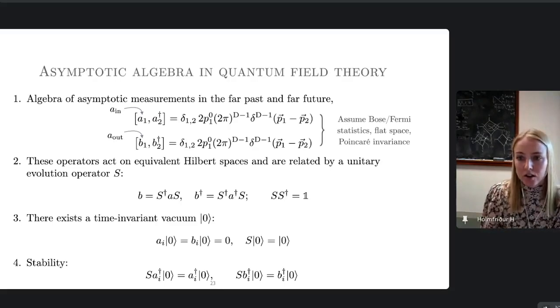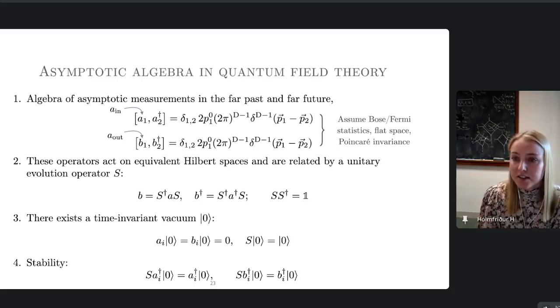Okay. Let me also mention that we assume Fermi statistics, flat space, and Poincare invariance. You can try to go away from these assumptions, and there has been some recent work on that. But again, for simplicity, this was the case that we started with.